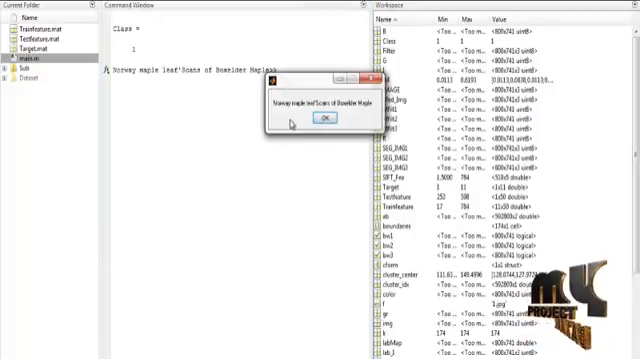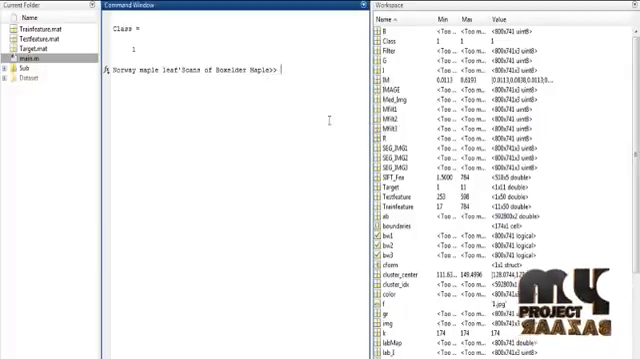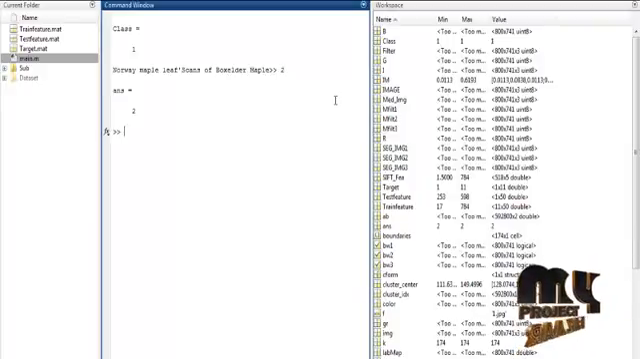Norway maple, leaf scan, this is the final output. This shows the final output.